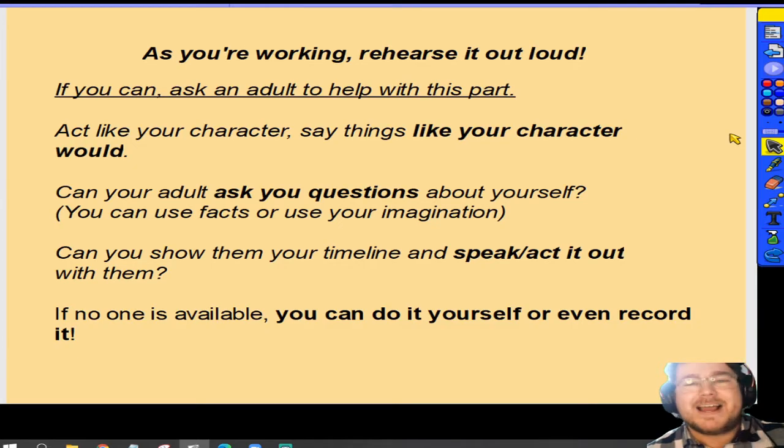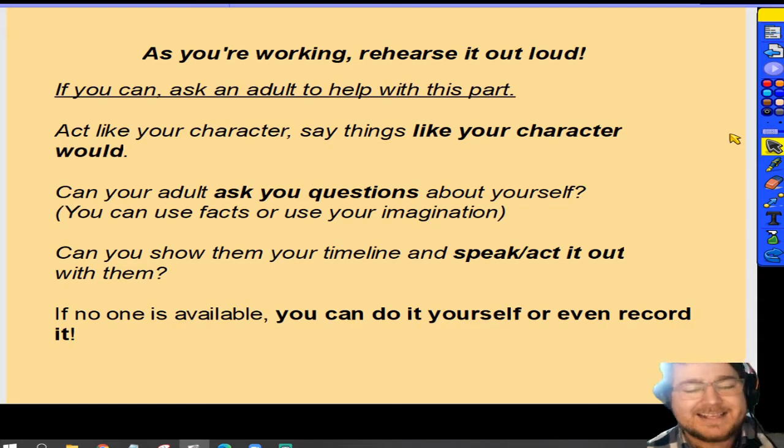If an adult can help you, then maybe you can start saying things like your character would. And if your adult can start asking you questions about yourself, and remember, you can use facts, but you can just use your imagination. You can say, oh, King Eurystheus, what did you have for breakfast? And you can go on, I don't believe in breakfast. I believe breakfast is for the poor. I just have a big hearty meal at 12 o'clock every day that my servants bring to me immediately, and I'm the only one sitting at the table. And just play around with that and see what comes up.